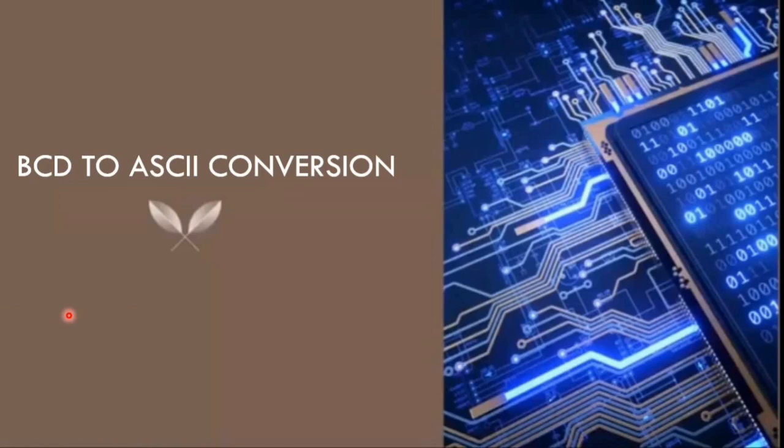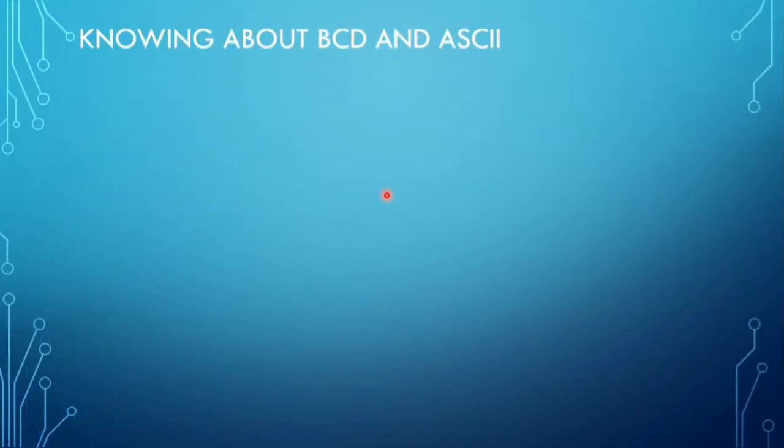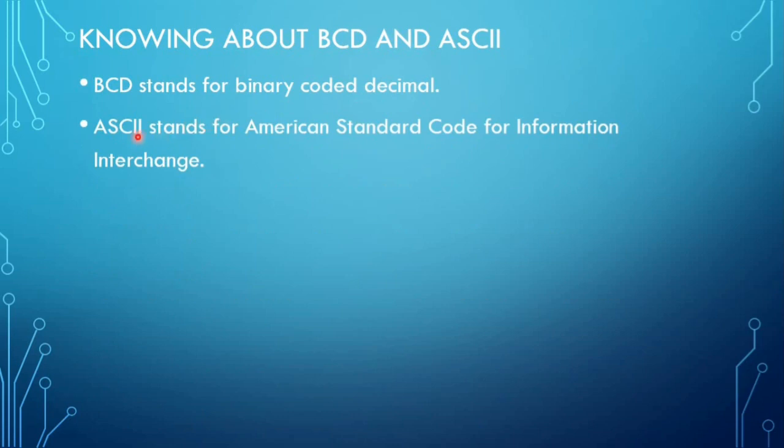Hello everyone. Today let's learn about a simple and interesting topic, that is BCD to ASCII conversion. So let's know about the BCD and ASCII. BCD stands for binary coded decimal, whereas ASCII stands for American Standard Code for Information Interchange. The binary representation of 0 to 9 is called BCD.